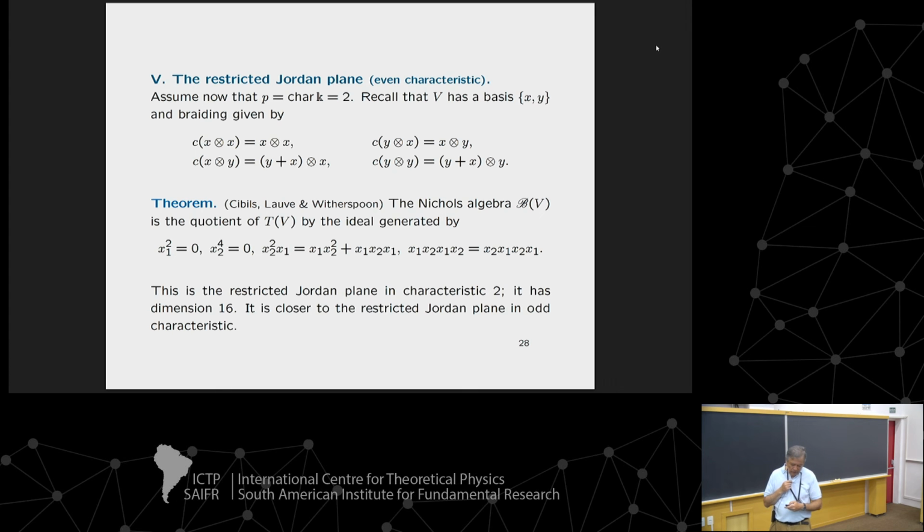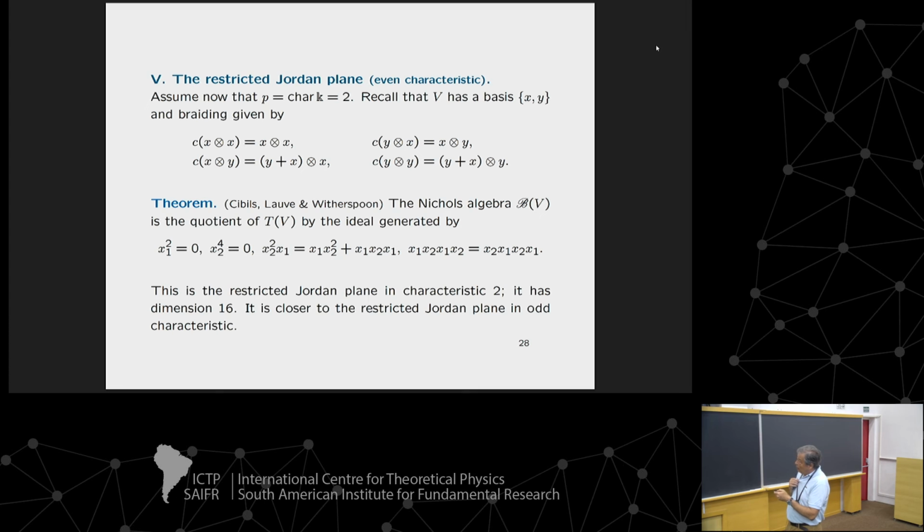In this case, let me recall that again, our starting point, our input, is the vector space V with braiding given by this formula. So this is like at the very beginning. C of x tensor y is y tensor y plus x. Y tensor y is y plus x. So here, 1 and minus 1 are the same. And one would expect that this will behave like the Jordan plane. But the super Jordan plane is closer to the Jordan plane in characteristic 2 than the one before.